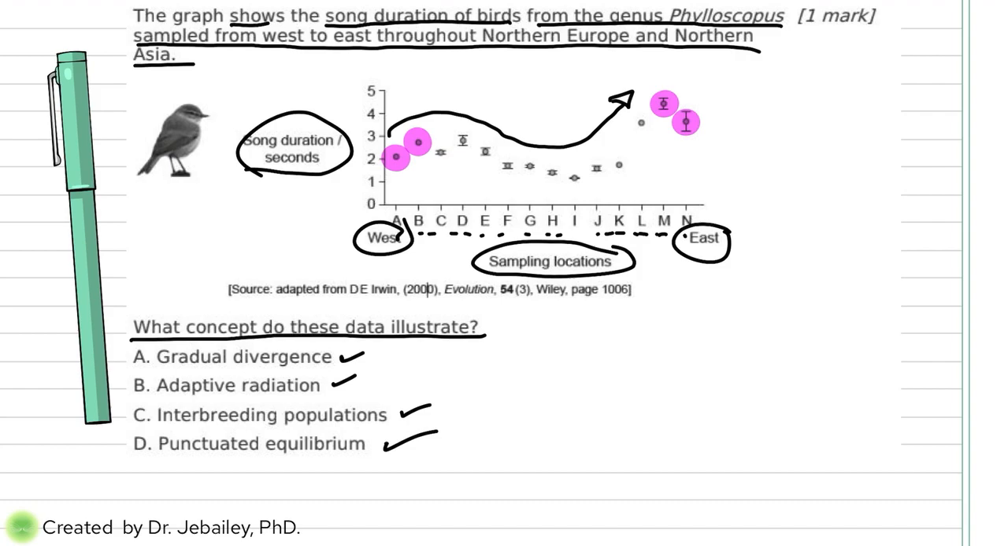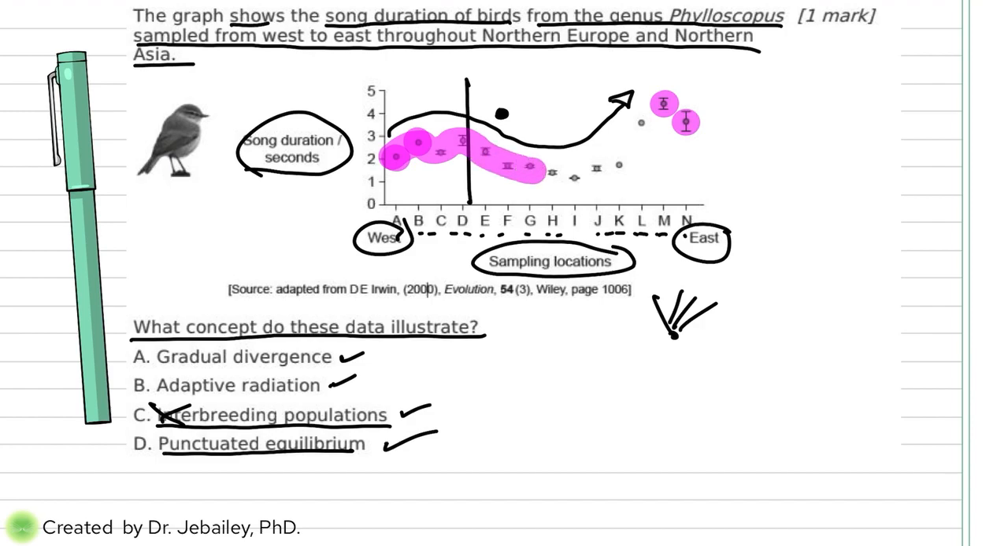If it was adaptive radiation, it wouldn't have this gradual one, right? It would just be a spread going this way. It has nothing to do with interbreeding populations. It has nothing to do with punctuated equilibrium. Punctuated equilibrium would just cut, and then you would have a completely new one coming in. So of all of this, the fact that it's gradually changing in the way it sings into completely new species, that is where we're going to say that it's gradual divergence. So in this case, it would have been A.